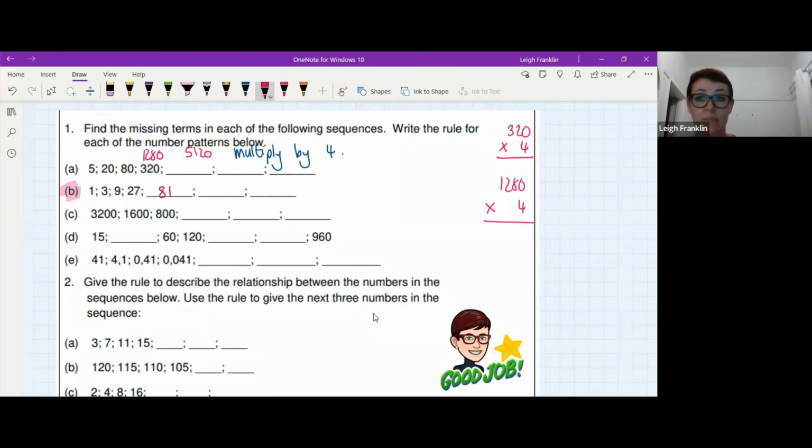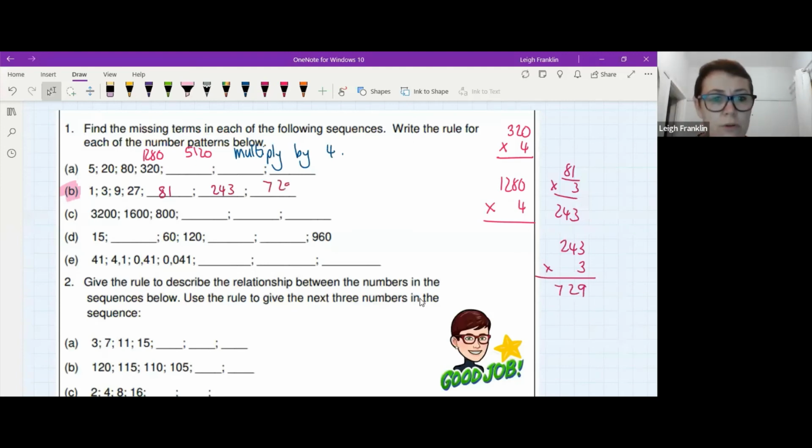Then 81 times 3 is 243. It is 243. That's good. Well done. And then what are you going to have to do to 243? 729. It is indeed. Well done. Good, Sinotando. So what would you say the rule is? Multiply by 3. Well done. Lovely. Good job. Thank you, ma'am.